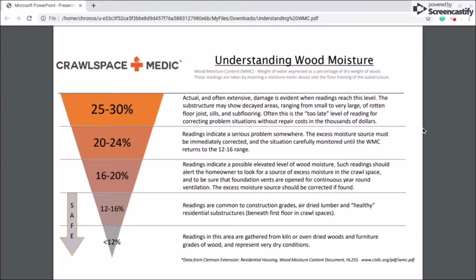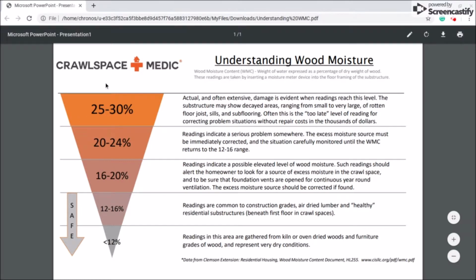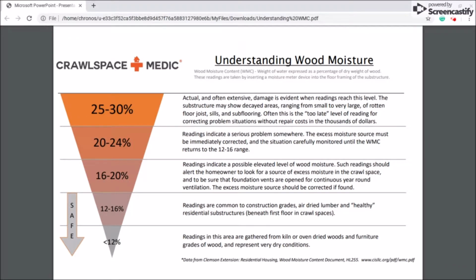And this graph you're looking at helps explain what each of those readings means. This data is from the Clemson Extension, which regulates wood moisture content in the state of South Carolina. We just put it in a form that was easier to understand. So I just want to walk through this real quick.